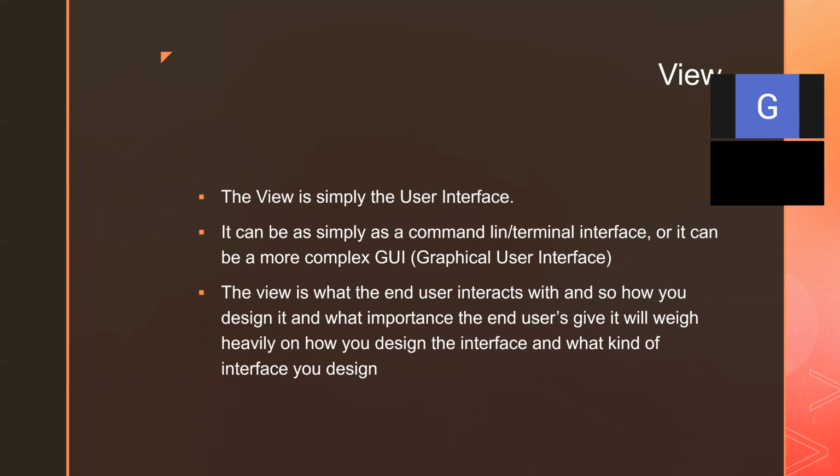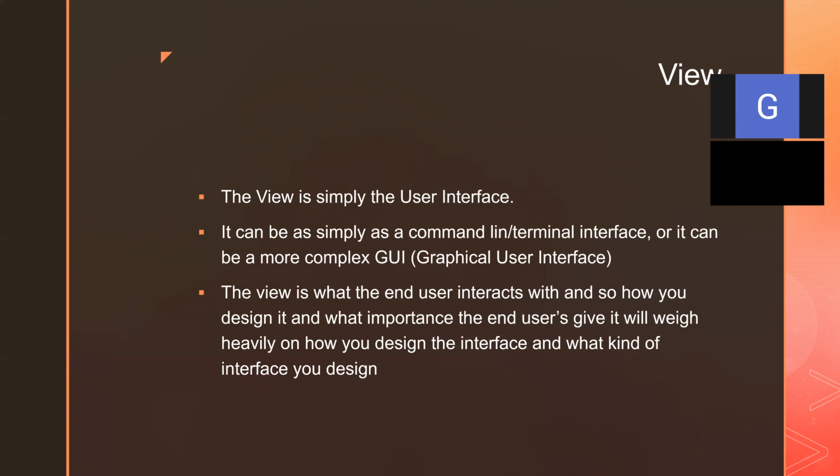View, again, is simply the user interface, like we talked about earlier. It can be a simple terminal, or a graphical user interface like Windows. View is what gives the user that interaction. It can be one of the most important aspects of the whole program, depending on who your customers or end users are going to be. If the priority for them is placed on how the interface looks, then you're probably going to spend more time on the user interface than any other part.